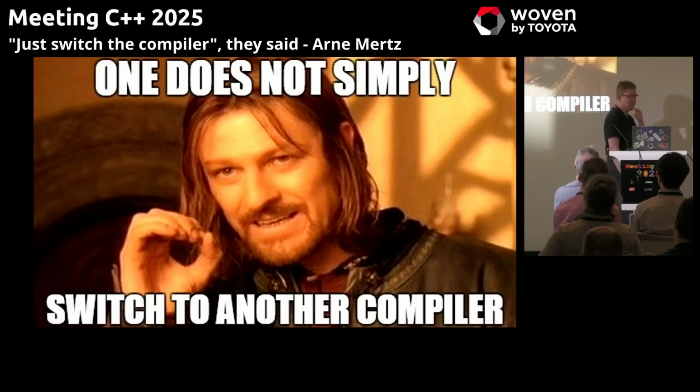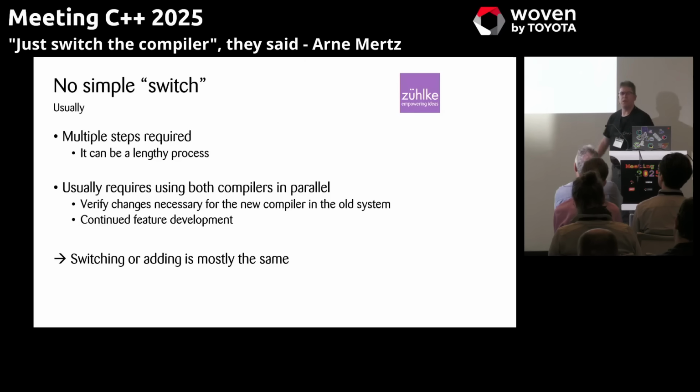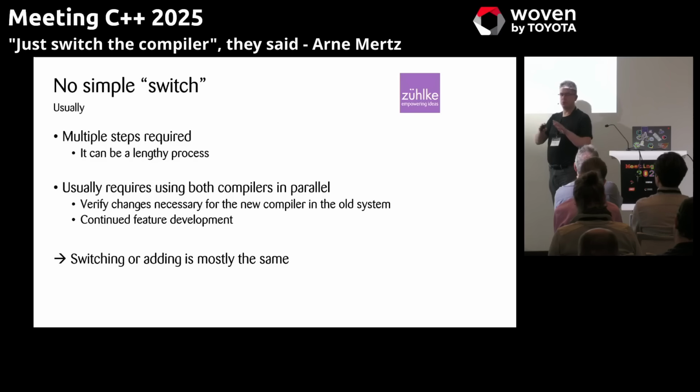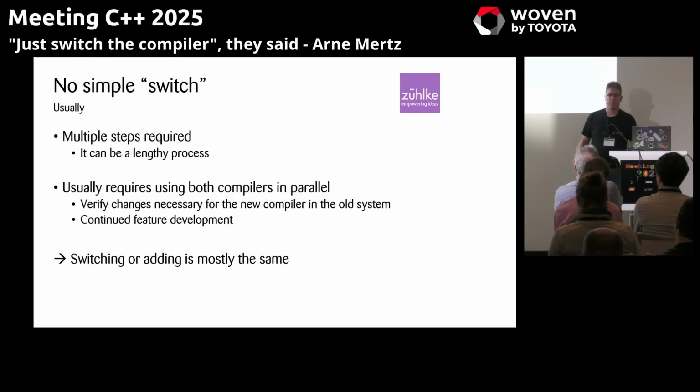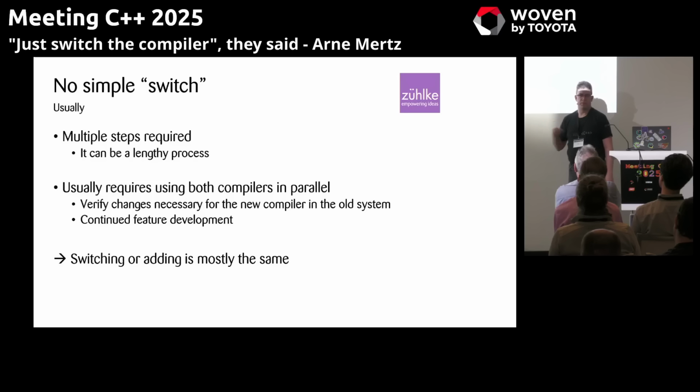It's not that easy, usually. So if you're going from GCC 14.1 to GCC 14.2, it's probably relatively easy. GCC 14 to 15, GCC to Clang, GCC to MSVC, it gets harder. So usually you need multiple steps. It is a process that you need to plan. It's not done in one day or in 1 week.